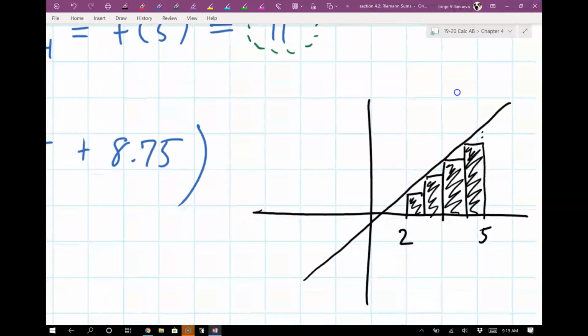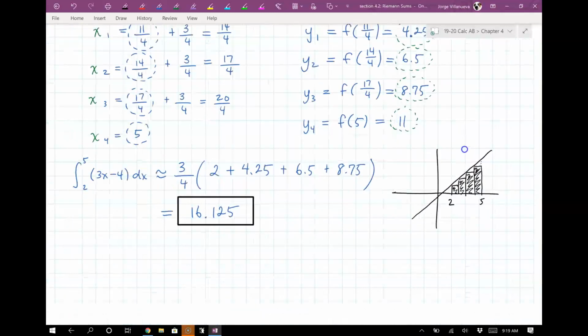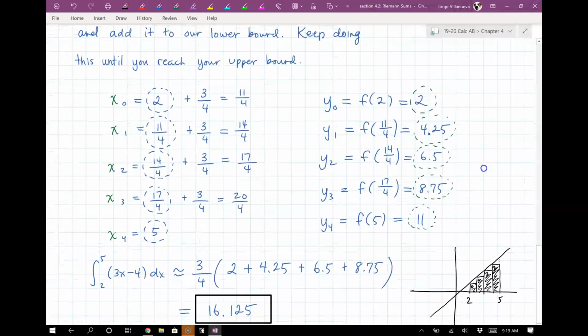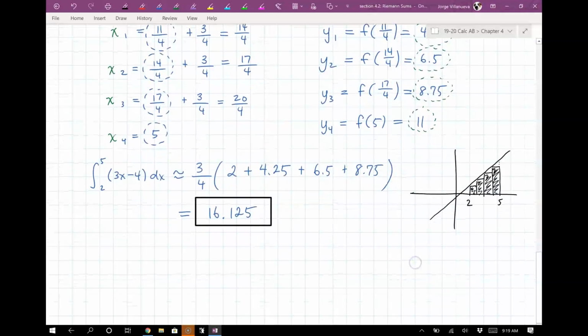So that means 16.125 is not actually the right amount, it's under the right amount. So let's do the right-hand method. And that one's going to be a lot quicker because we're going to use all these numbers up here. We're not even going to use the x side. We're only going to use the y side right now. All right? So here we go. This is part B. Right-hand method.